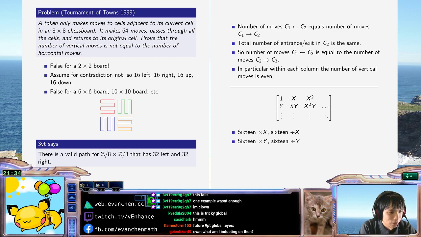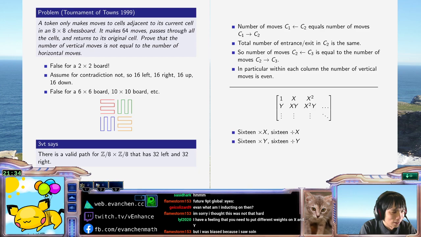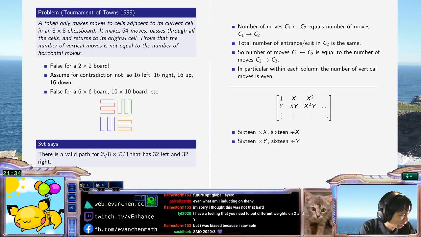What are you inducting on? That the number of children with label M is what it should be. I'm sorry, I thought this was not that hard. It looked puny, I agree. It looked like it should be easy. And now, here we are. Alright, back to the whiteboard.